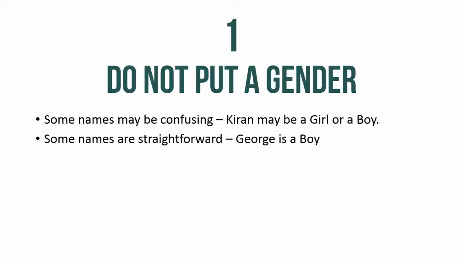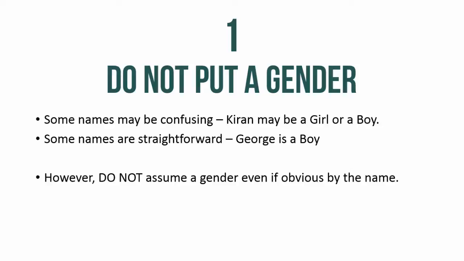Some names might be straightforward, like if you have a name like George or Rahul, you might know it's a boy, but still, do not assume a gender even if it is obvious by the name, because the IBPS is known to do this kind of thing in order to confuse you. So always, if a name is provided, do not assume that a gender is associated with that name. Do not assume that that particular name is male or female.